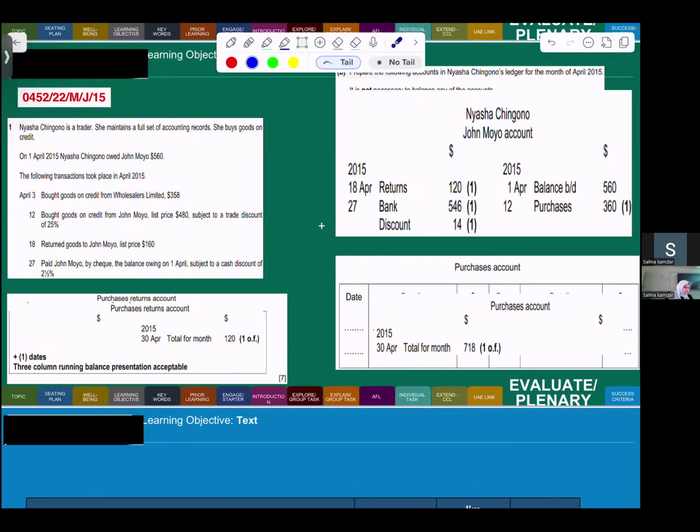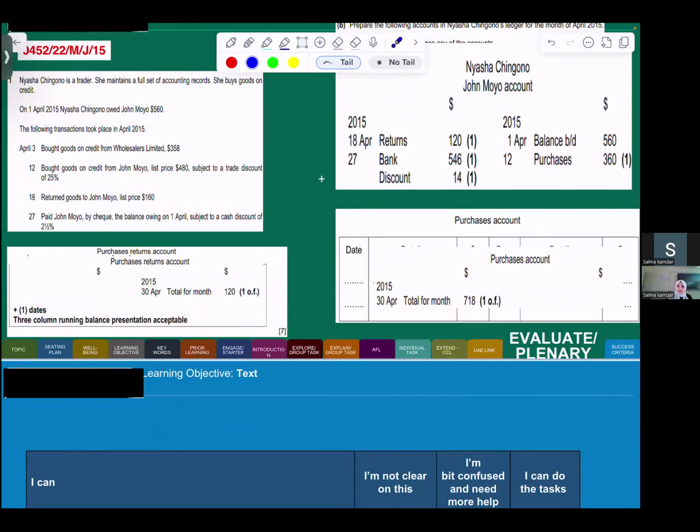So on the debit of purchase account, I would write total for the month. On the credit of purchase return account, I'm going to write total for the month.